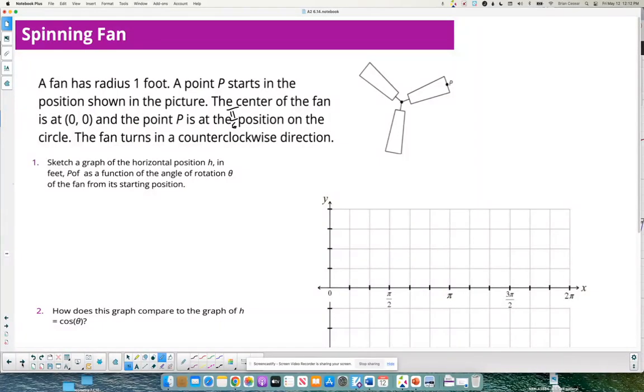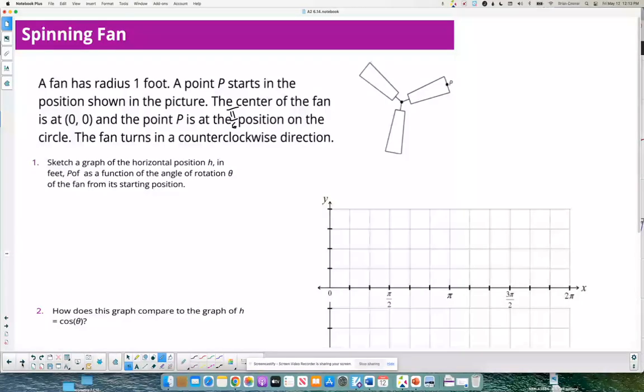So a fan has a radius of 1 foot. A point P starts in the position shown in the picture. The center of the fan is at 0, 0. And the point P is at the pi over 6 position on the circle. The fan turns counterclockwise. Sketch a graph of the horizontal position in feet of P as a function of the angle rotation theta of the fan from its starting position.